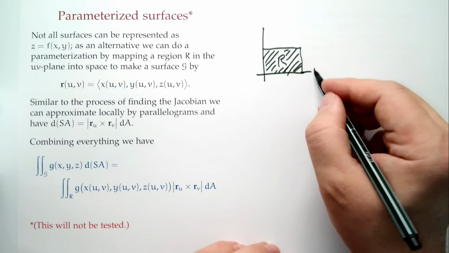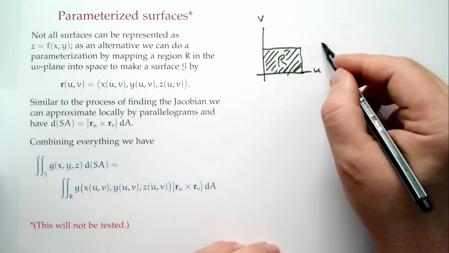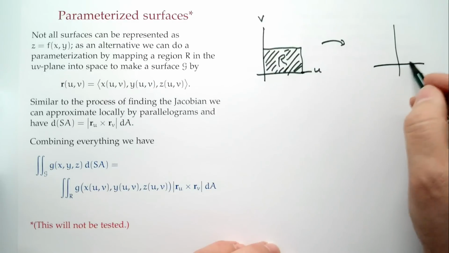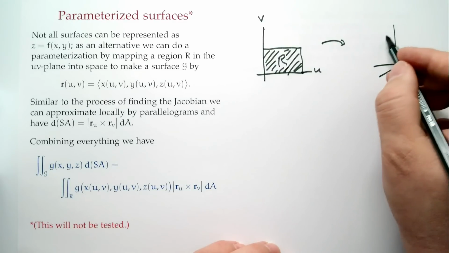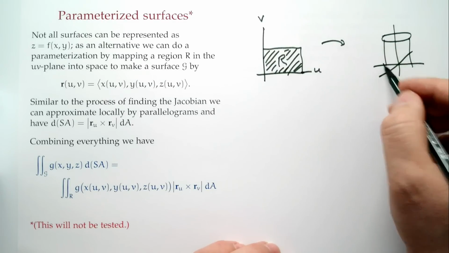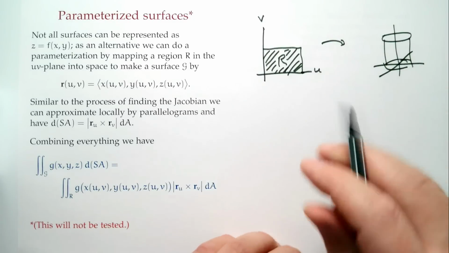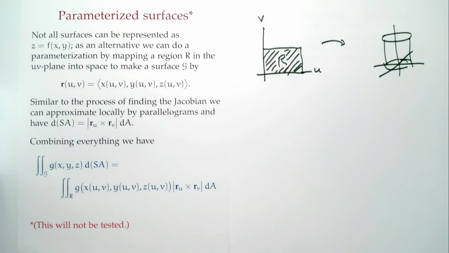And this is in the UV space. And I can map it into three-dimensional space. And maybe this can become a cylinder. All right. So in other words, I can transform something in the UV plane, a region, into a three-dimensional setting where I couldn't cleanly do it if I was just trying to z as a function of x and y.